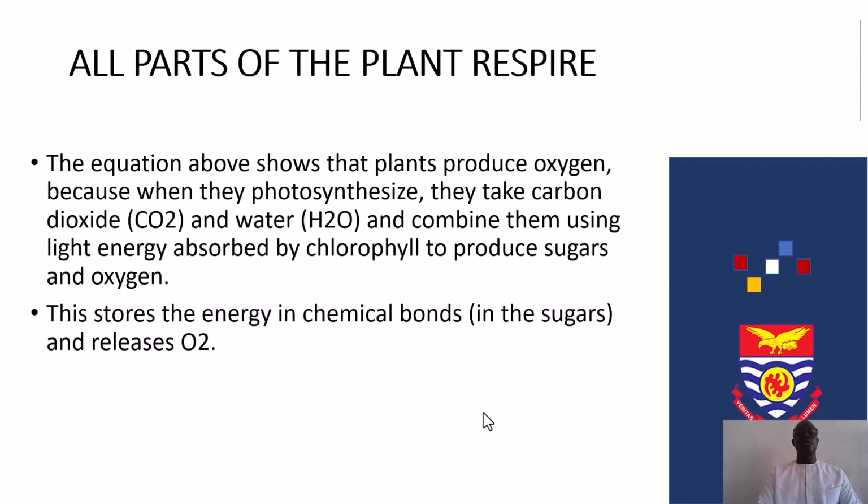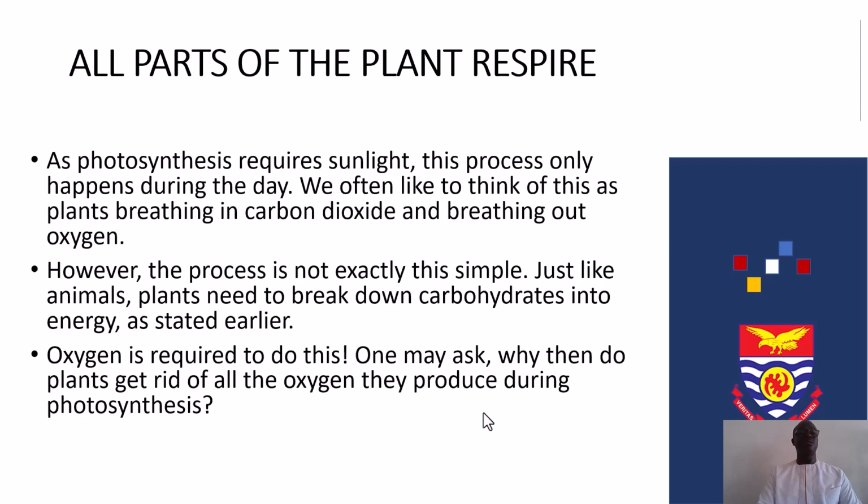So the equation shows that plants produce oxygen because when they photosynthesize, they take carbon dioxide and water and combine them using light energy absorbed by chlorophyll to produce sugars and oxygen. This stores the energy in chemical bonds in the sugars and releases oxygen. As photosynthesis requires sunlight, this process only happens during the day. We often like to think of this as plants breathing in carbon dioxide and breathing out oxygen. However, the process is not exactly this simple.